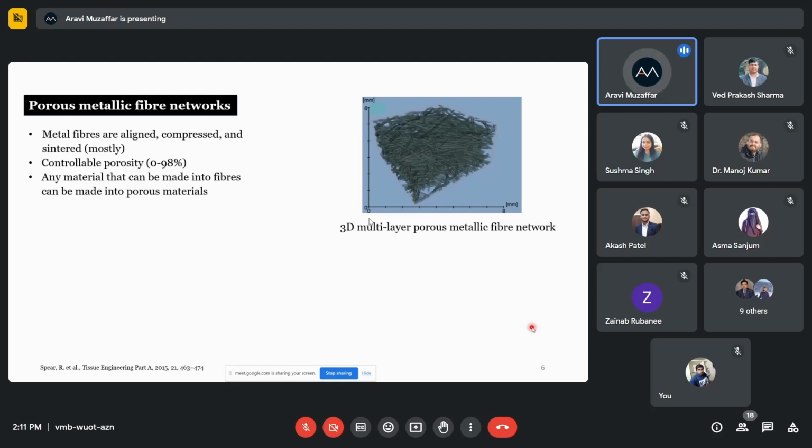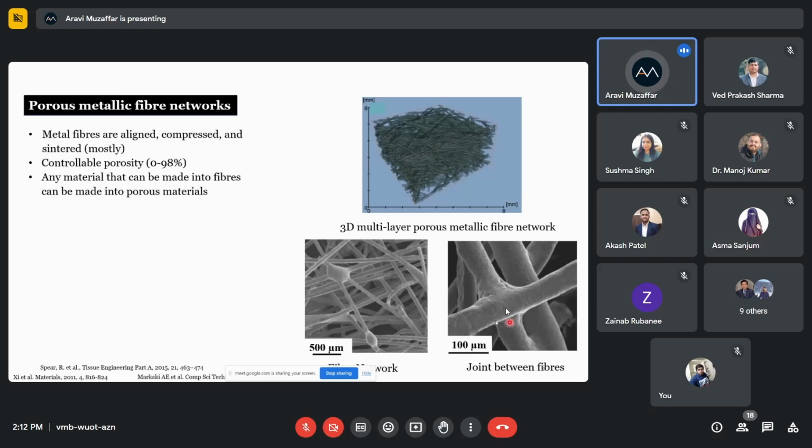Also, another important advantage of porous metallic fiber networks is that any metal that can be converted into a wire or a fiber can be converted into a porous metallic fibrous network. As such, if we see the research that has already been done, porous metallic fiber networks of copper, stainless steel, aluminium, magnesium, even shape memory alloys have been made, just because they can be converted into wires, and then the wires can be arranged in any network that defines our specific requirement.